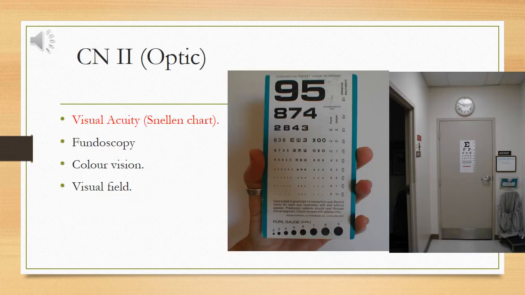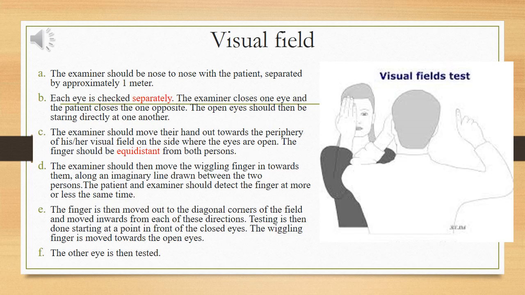The second cranial nerve is the optic nerve, which carries multiple functions. The first function is the visual acuity. As you all might know, the Snellen chart assesses the visual acuity. The second is fundoscopy. Both visual acuity and fundoscopy will be covered during the ophthalmology course. Now going next to the visual field.